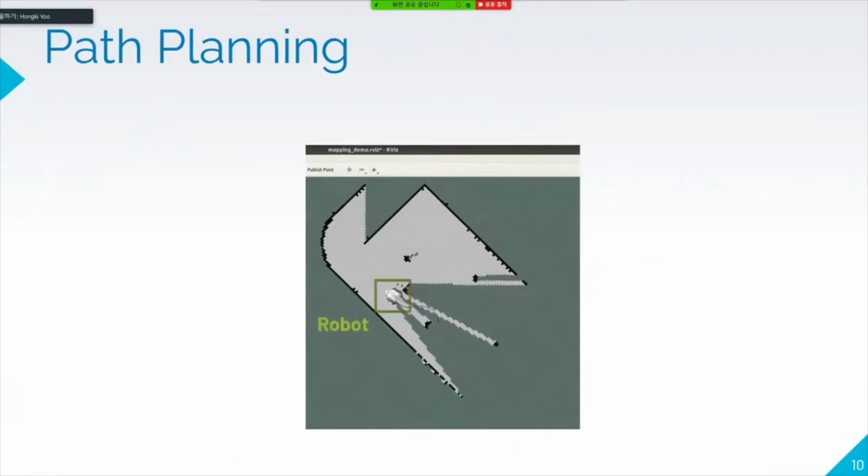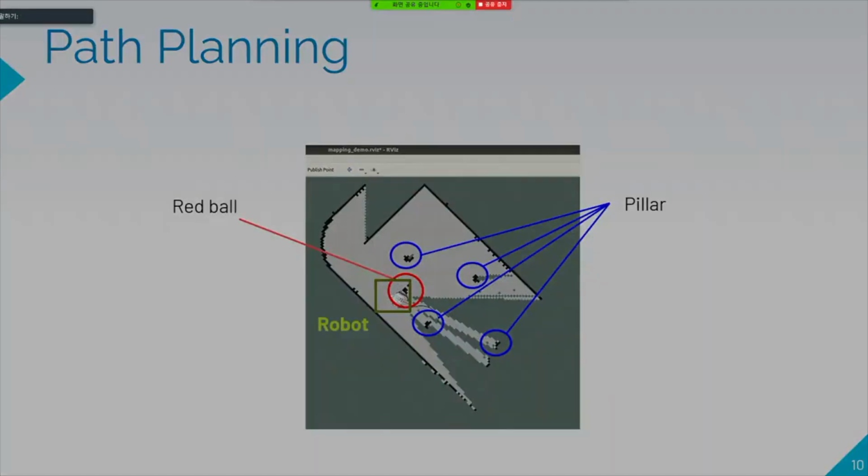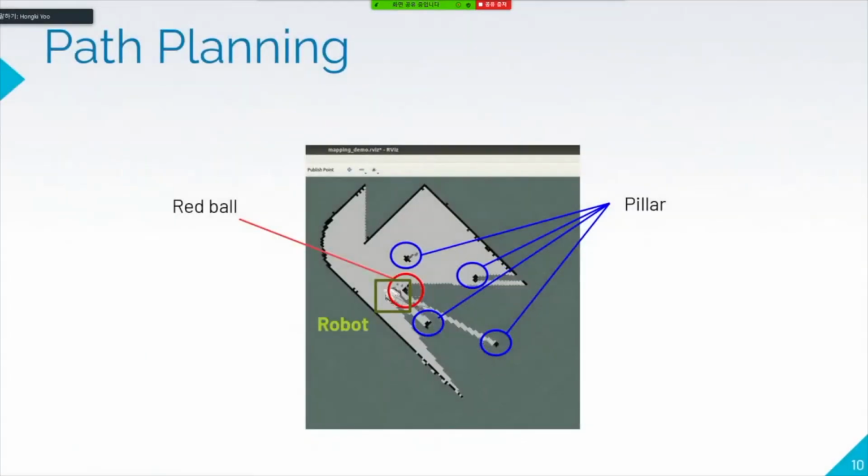This is our mapping by SLAM, and using the mapping, here we can see the pillar and red ball shown on the map. These objects are considered obstacles, and the car will plan the shortest path to the goal.